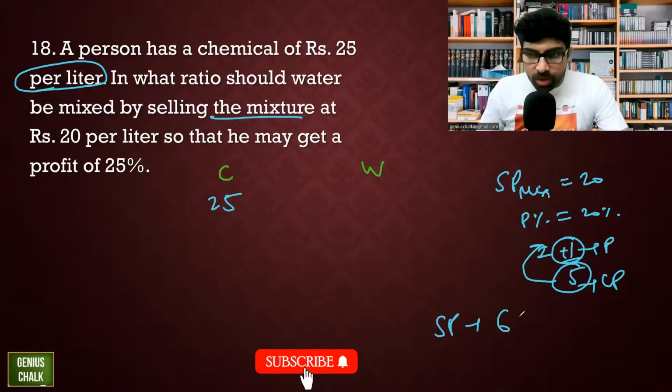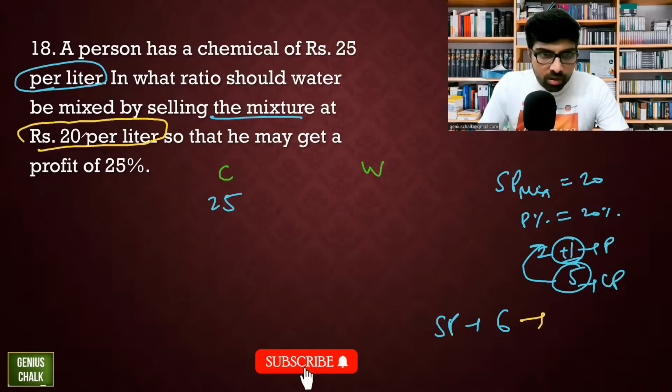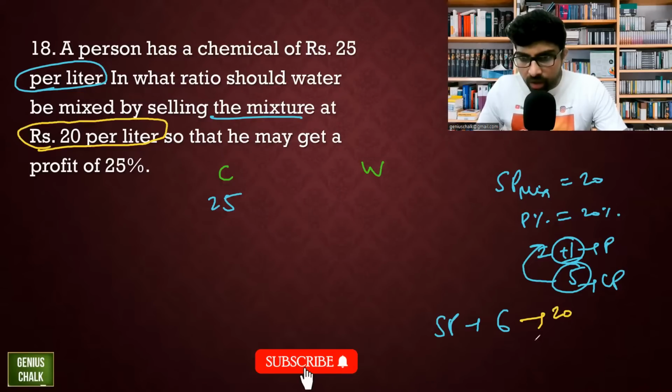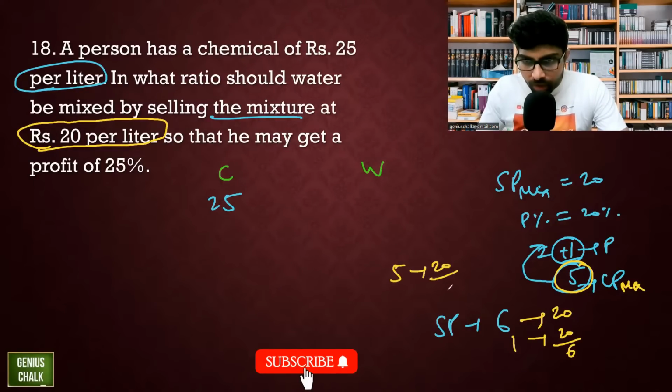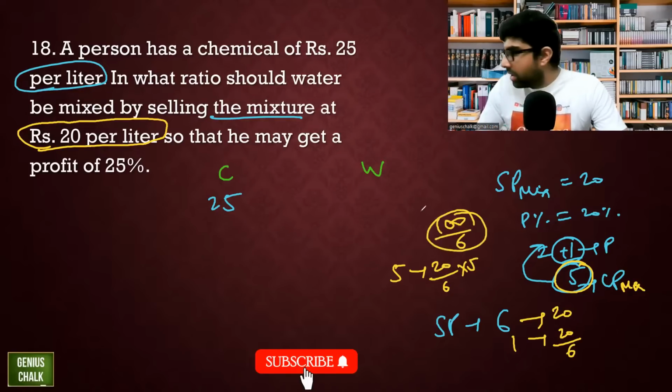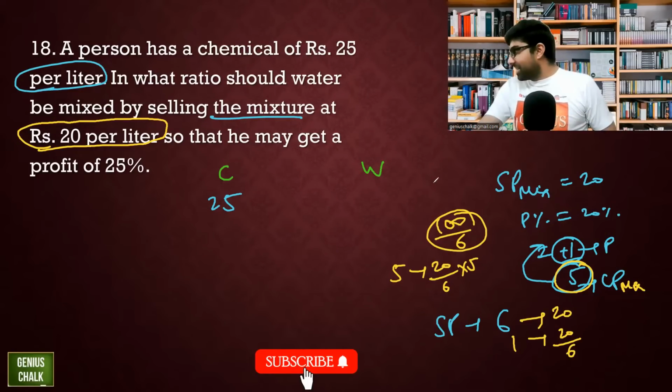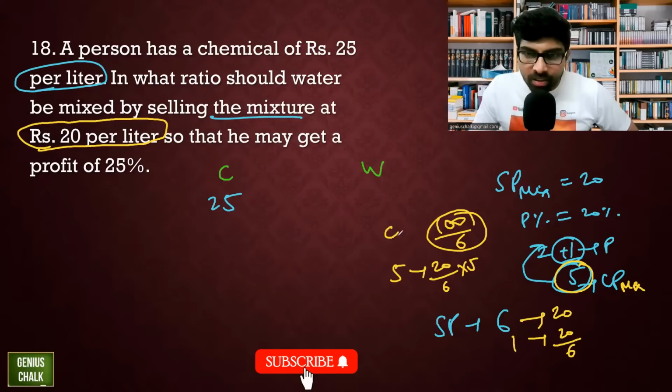If the selling price has to be 6, here it is given as 20 rupees per liter. So one value should be 20 by 6, and I need to find the cost price of the mixture. So the 5 value should be 20 by 6 into 5, isn't it? That means 100 by 6 is the cost price of the mixture.